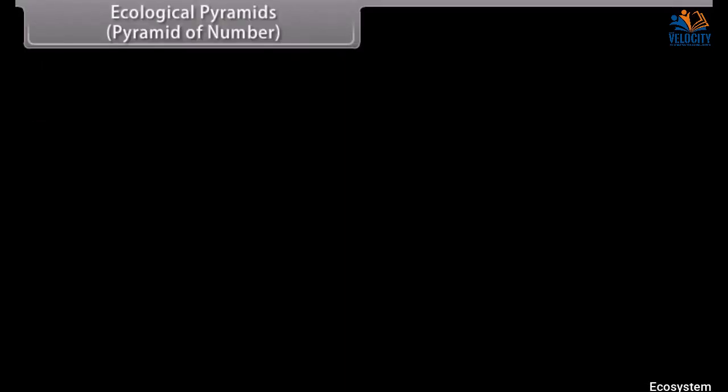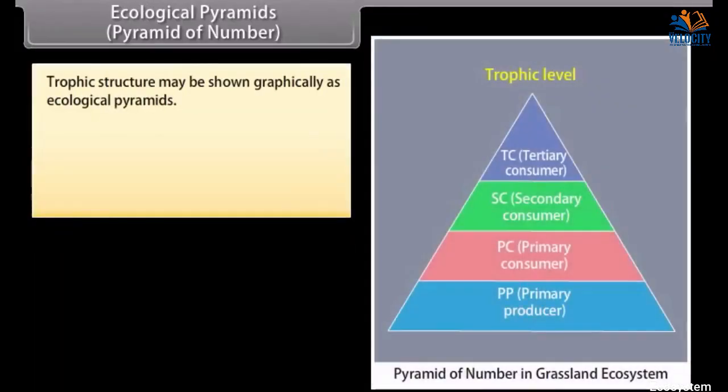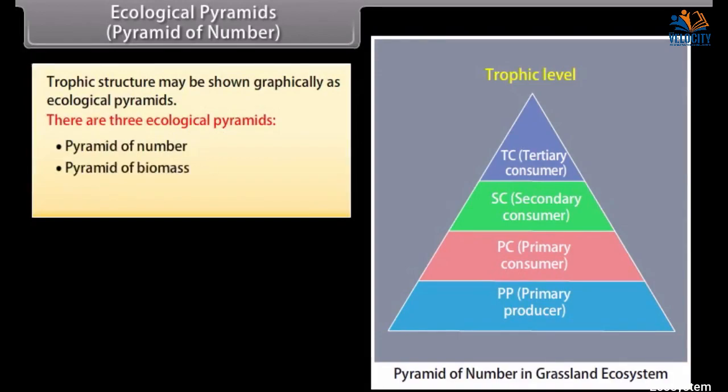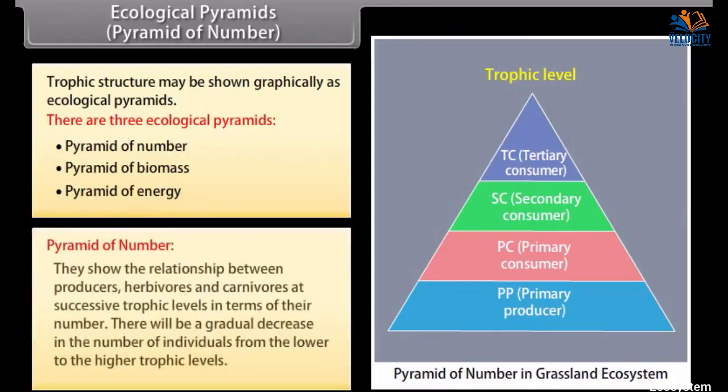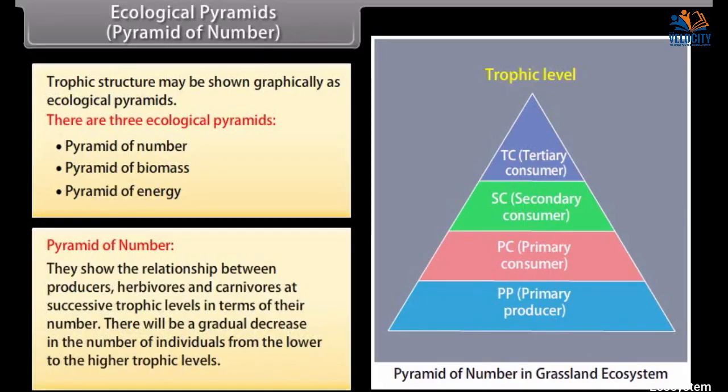Ecological pyramids. Pyramid of number. Trophic structure may be shown graphically as ecological pyramids. There are three ecological pyramids. They are pyramid of number, pyramid of biomass, pyramid of energy. Pyramid of number: they show the relationship between producers, herbivores and carnivores at successive trophic levels in terms of their number. There will be a gradual decrease in the number of individuals from the lower to the higher trophic levels.